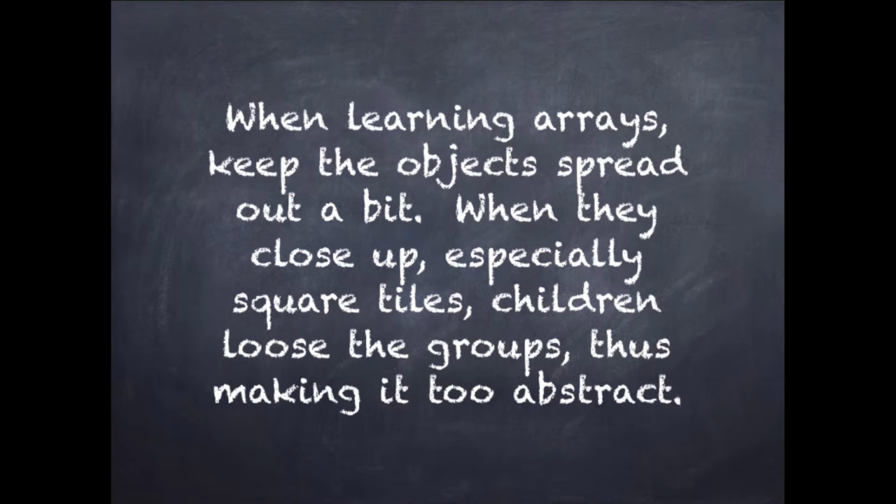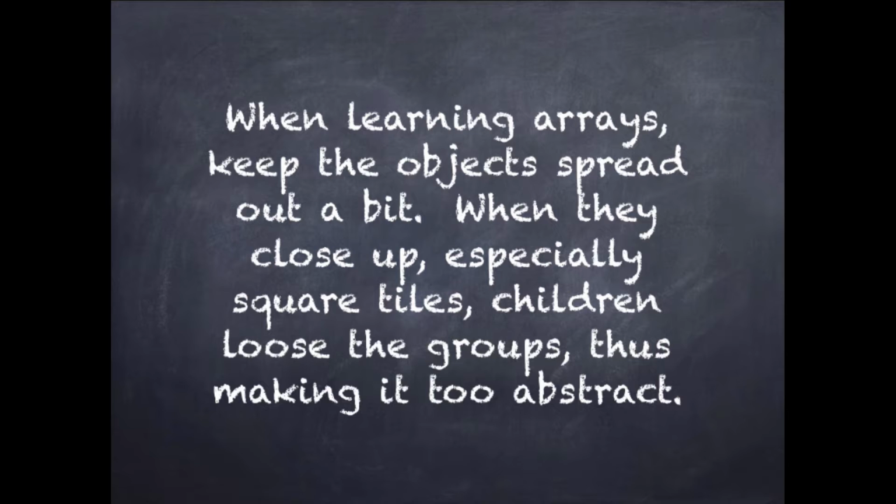So the big takeaway from this is that when they're learning arrays, this is actually a huge problem. When they're coming from the partitioning phase and using those multiple groups, and then learning arrays with rows and columns, especially if they're using the little square tiles and they push those rows and columns together to make an area model, they lose the groups. They don't know where the groups are because it's all put together.